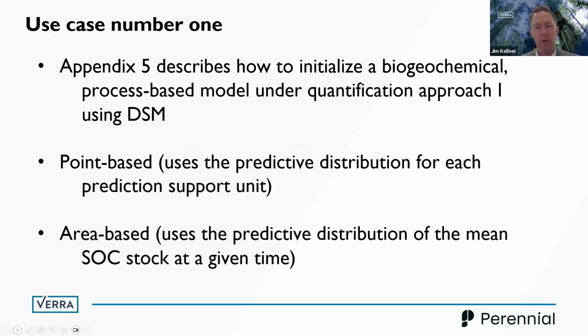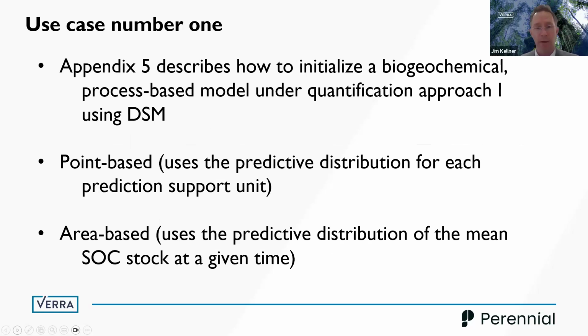There's two ways that we envision digital soil mapping being integrated with a biogeochemical model. One is point-based, and the other is area-based. The point-based approach uses the predictive distribution for each prediction support unit. That's a technical way of saying every pixel and the uncertainty associated with that pixel is used, and then follows procedures that are very much like the existing Monte Carlo error propagation procedures described in VM42.